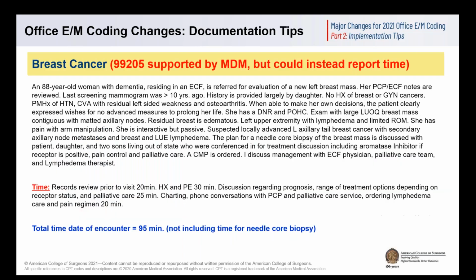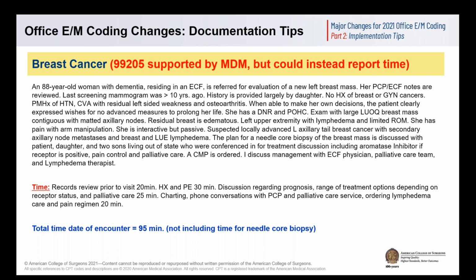Next slide, please. So this last case is an 88-year-old female with dementia in a nursing home who presents with a new left upper outer quadrant breast mass contiguous with a bunch of palpable lymph nodes. She's had a prior CVA and some residual left-sided weakness. She's here with her daughter. When she was able to make her own decision, she clearly identified that she did not want any advanced measures to prolong her life. She has a DNR and a power of attorney for healthcare.